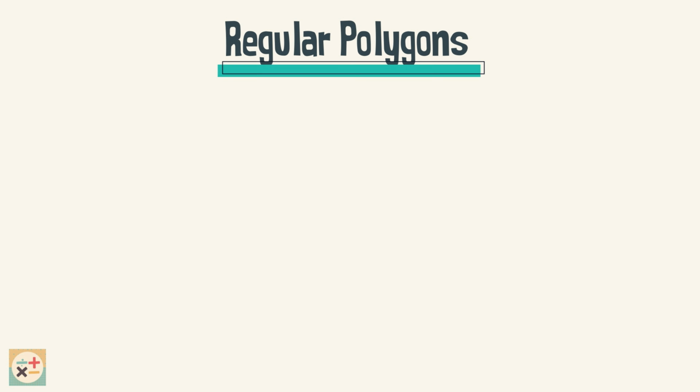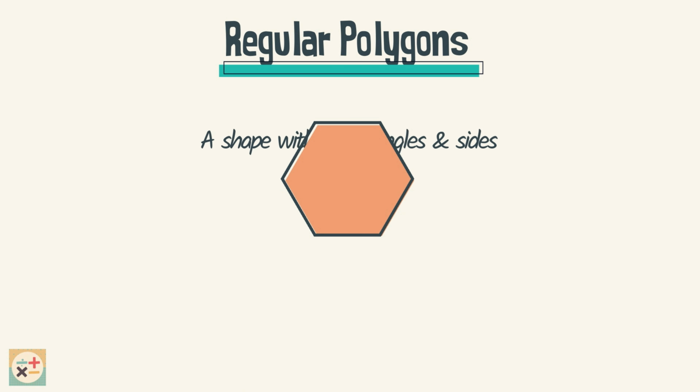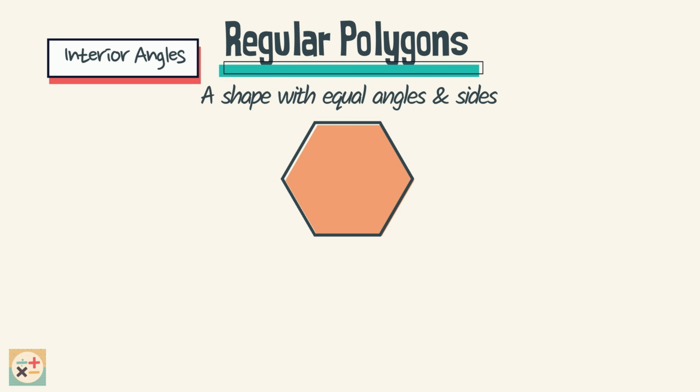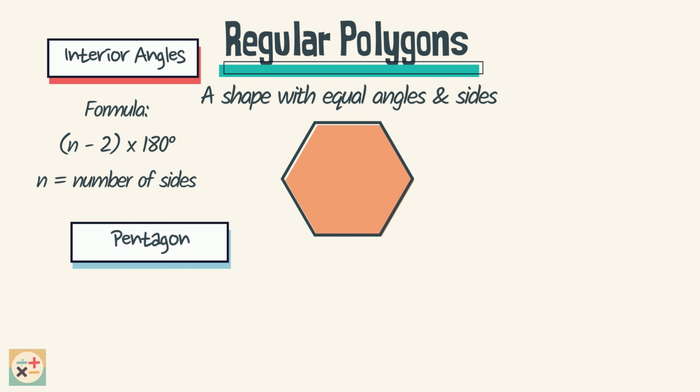Now for polygons. A polygon is just a shape with straight sides; in a regular polygon the angles and sides are all equal. Key rule for interior angles. Use this formula, n minus 2 times 180 degrees, where n is the number of sides. Examples: pentagon equals 5 sides.